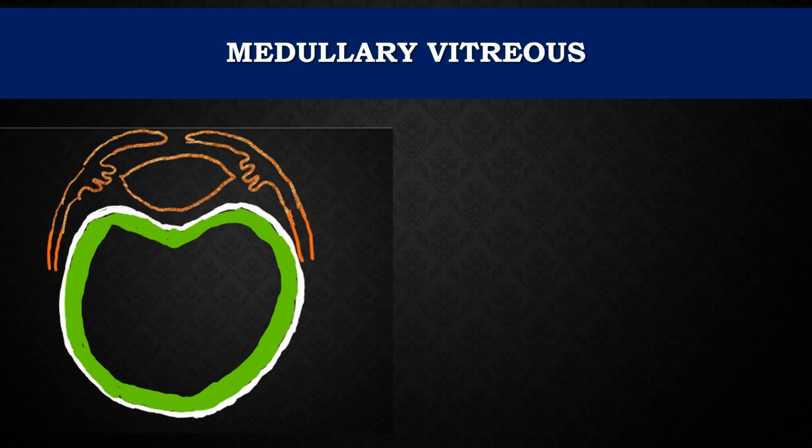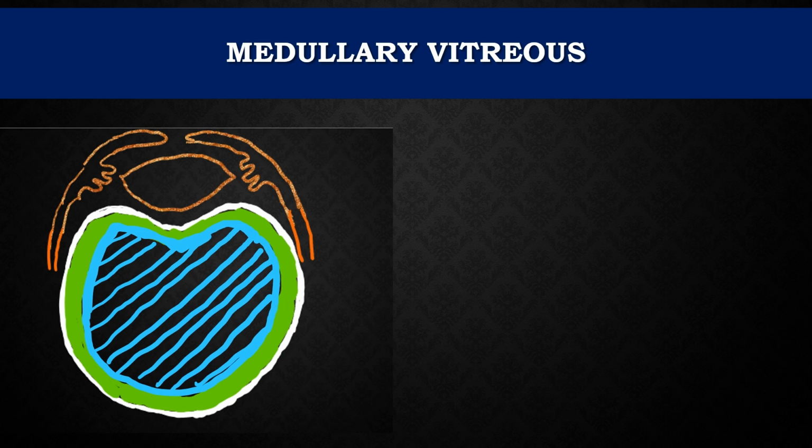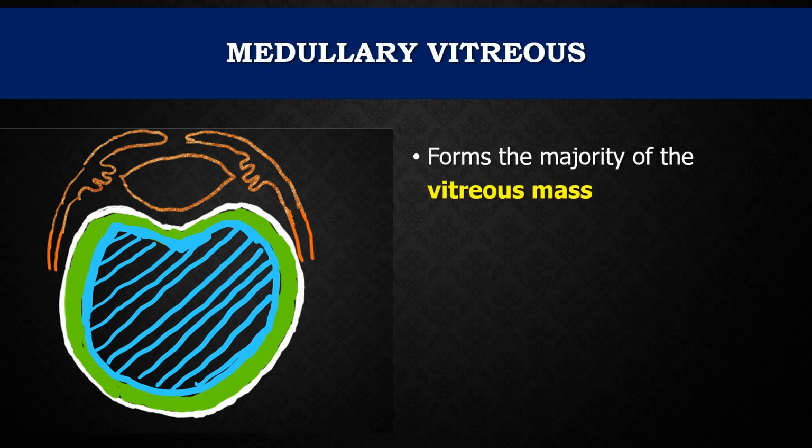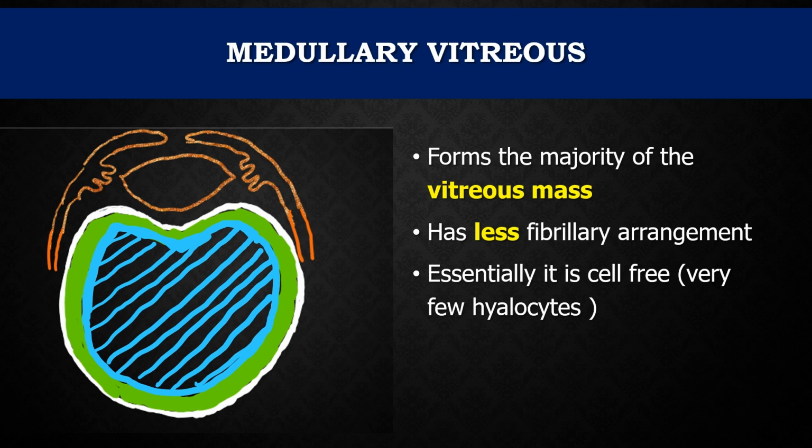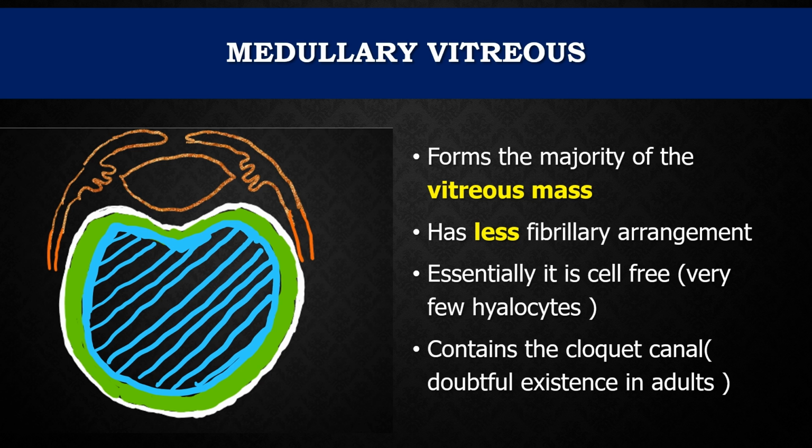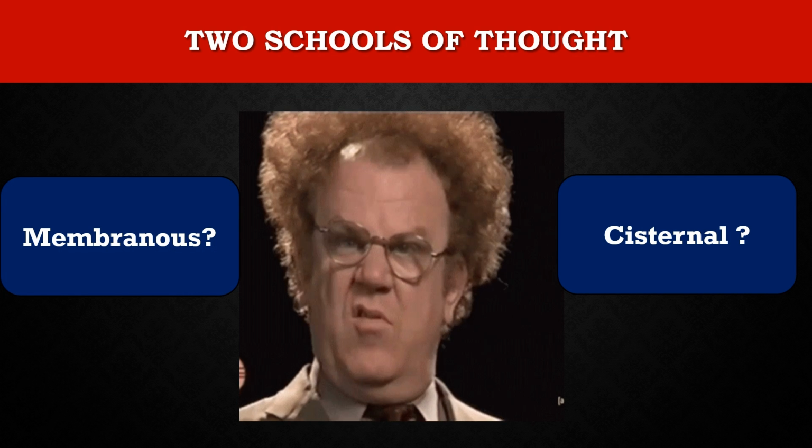So moving on, now we shall talk about the innermost part of the vitreous, and that is the medullary vitreous. Okay, now the medullary vitreous, as you can see, forms the majority of the vitreous mass, and it has a slightly less fibrillary arrangement. That means the collagen is not as densely packed as in the cortical vitreous over here, and also it is believed that it is cell free. If at all you're going to see hyalocytes, very few hyalocytes will be seen over here. And also it is believed that it contains the Cloquet's canal, although some people believe that there's a doubtful existence of Cloquet's canal in adults.